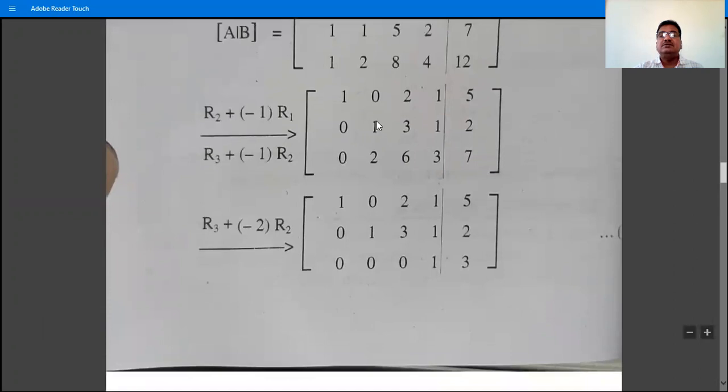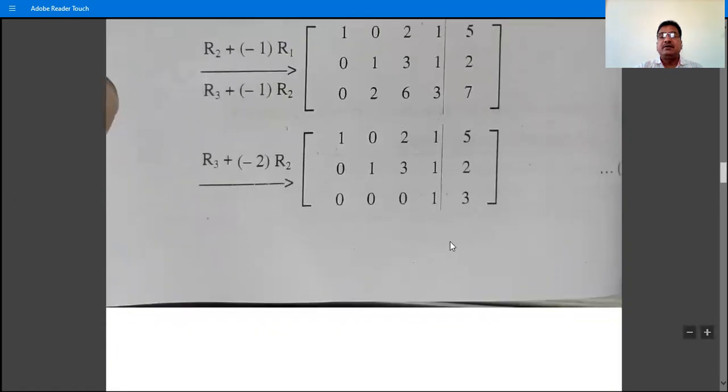Then we have to reduce this element to 1. It is already 1, so reduce this 2 to 0. The operation is R3 minus 2 R2, or R3 plus in bracket minus 2 R2. So we have 0 at this place. While multiplying by minus 2, we have minus 6 plus 6, 0 at this place, and minus 2 plus 3 becomes 1, and then 0, 3, because minus 2 into plus 2 is minus 4, plus 7 becomes 3.